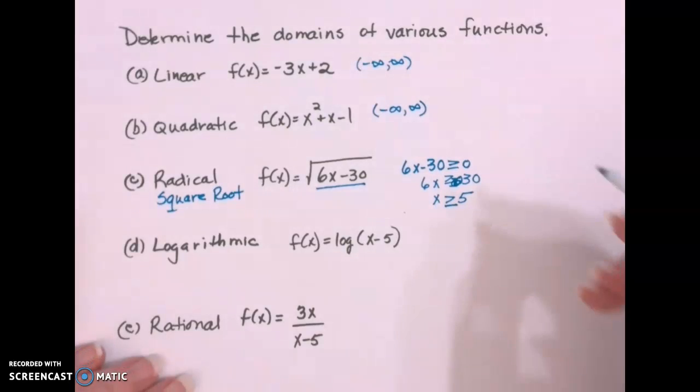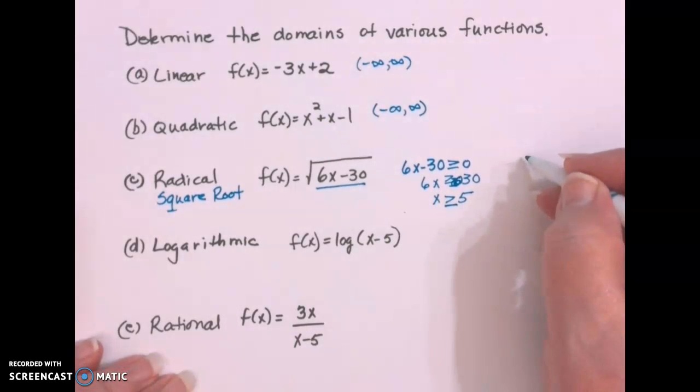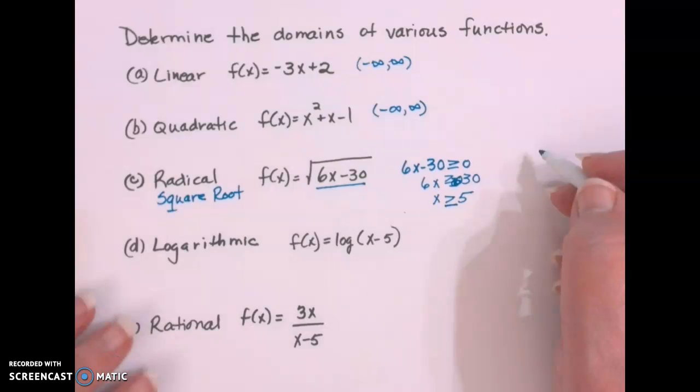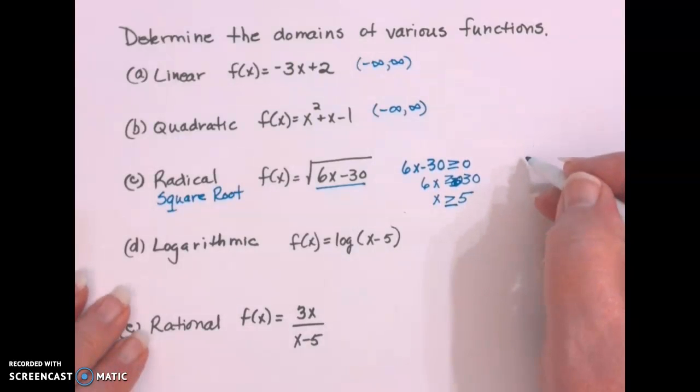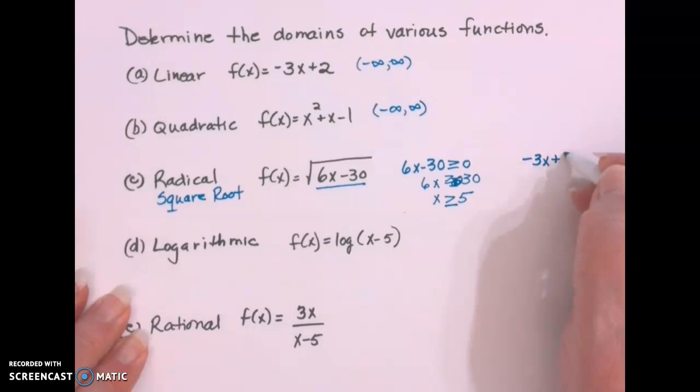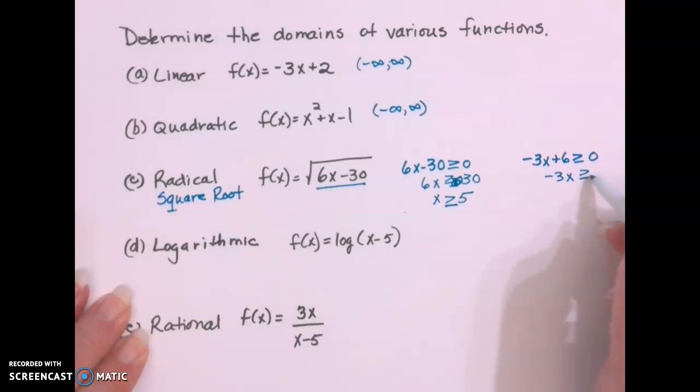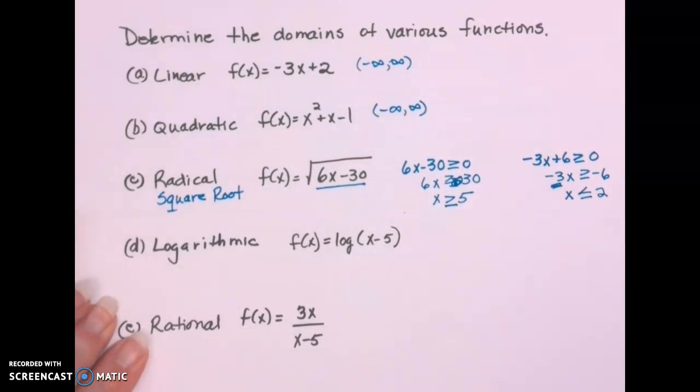But remember, if you had had something that had a negative x in it, so that you were dividing by a negative number, so if this had been negative 3x plus 6 greater than or equal to 0, then we would have had negative 3x greater than or equal to negative 6, which would have given us x less than or equal to a positive 2. So remember, if you divide by a negative coefficient, you must flip your inequality symbol. It reverses your inequality symbol.